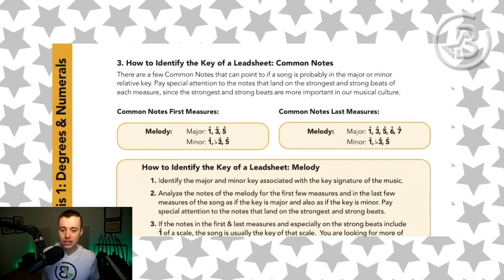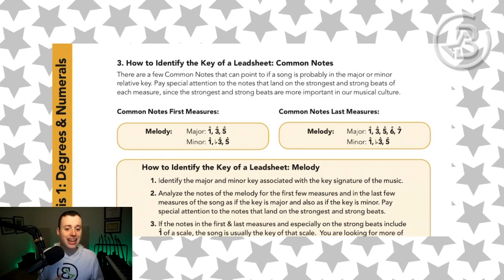So common notes in the first measures, not measure, but measures. You're going to look at the first 3, 4, 5 measures. You're going to look for scale degrees 1, 3, and 5 from the major scale in general, but especially landing on strongest and strong beats. And you look for scale degrees 1, flat 3, and 5 from the natural minor scale, landing on strongest and strong beats.